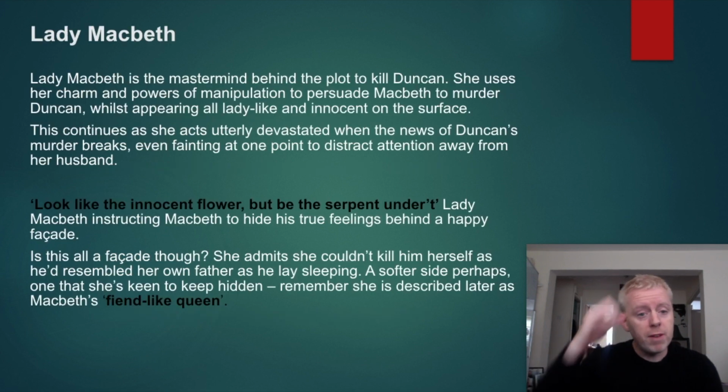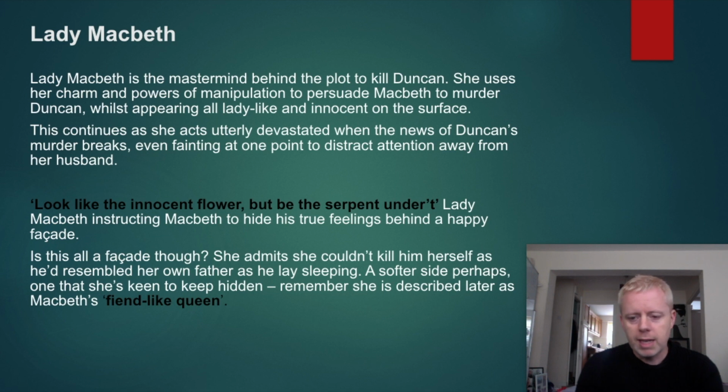So looking at Lady Macbeth first. Now, it's important to inject a little bit of contextual data here. The play was set in the 11th century. It was performed at the early part of the 1600s. Women were very domesticated. They were very subservient to men.